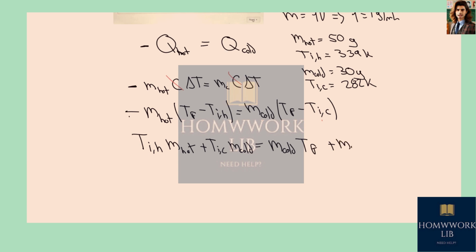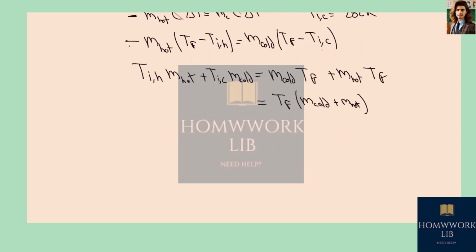plus mass of hot times final temperature. We can factorize the final temperature on those in this case, so this is going to be mass of cold plus mass of hot. So solving for final temperature, what we're going to get is initial temperature of the hot one times mass of the hot one plus initial temperature of the cold one times mass of the cold one divided by the sum of both of the masses.